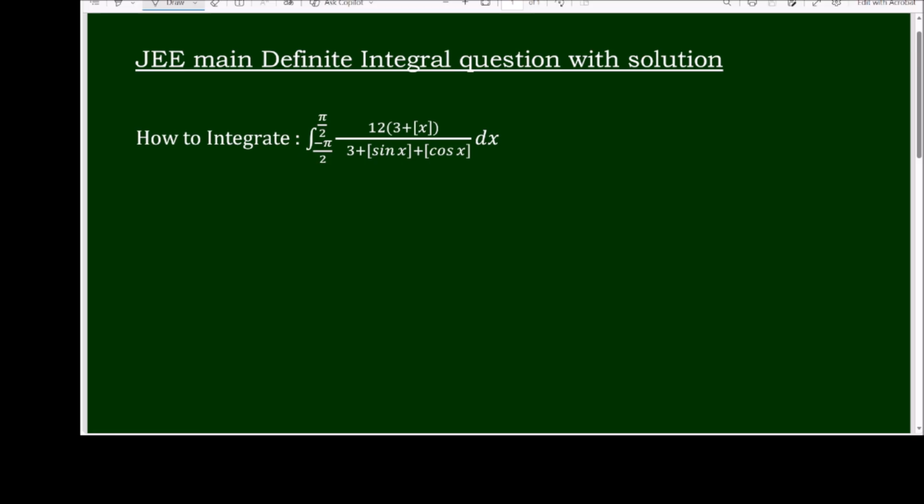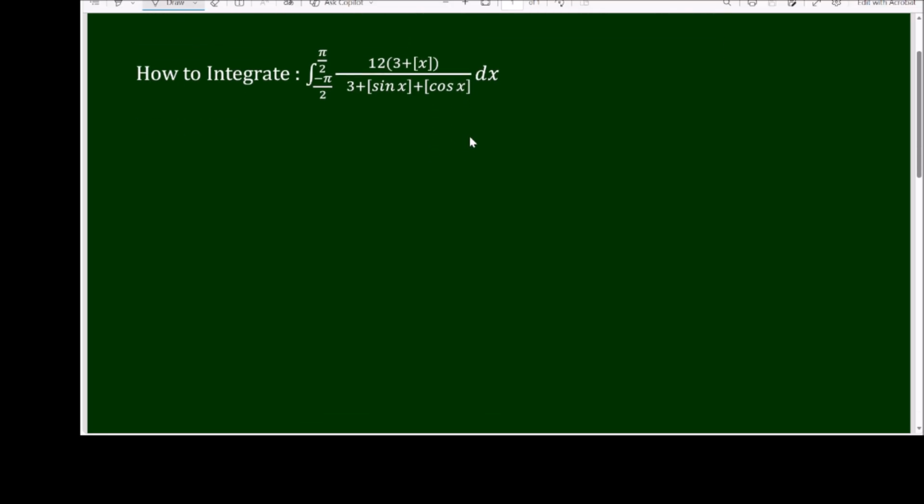So today again a definite integral question. So this is a tricky question. How to integrate from minus pi by 2 to pi by 2, 12 multiplied by 3 plus greatest integer function x over 3 plus greatest integer function sin x plus greatest integer function cos x.